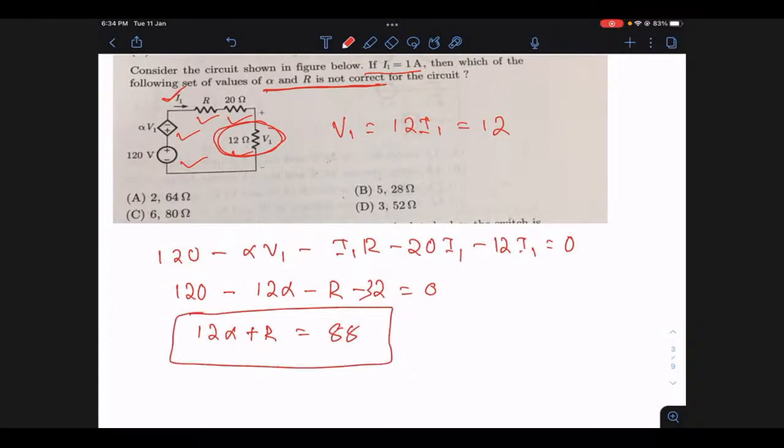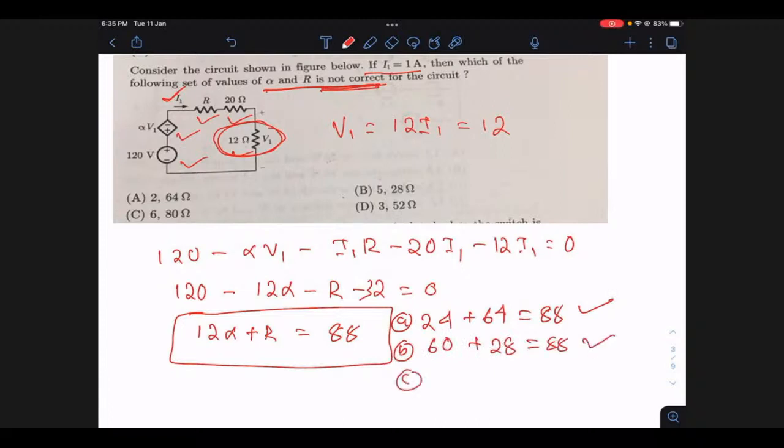So we are supposed to find which of the following sets of values of alpha and R is not correct for the circuit. Let's check with option A, whether it satisfies this equation or not. 12 into alpha is 12 into 2, that is 24, plus 64. So this is 88. Okay, so option A is satisfying, but we have to find the one that is not correct. Option B, if I check, again 12 alpha, 12 into 5 is 60 plus 28, that is 88. Again, it is satisfying. So B is also satisfying.